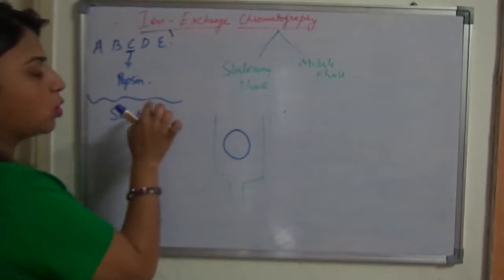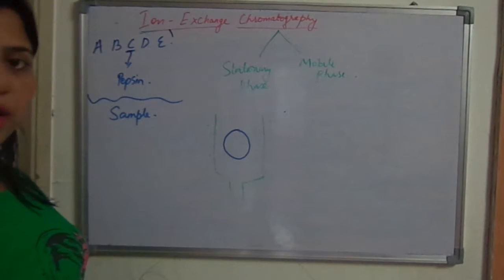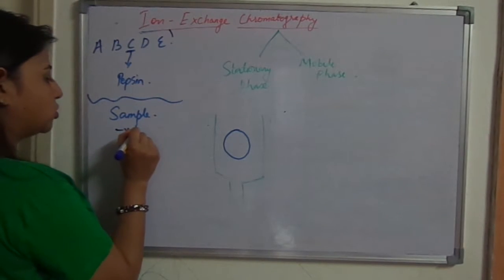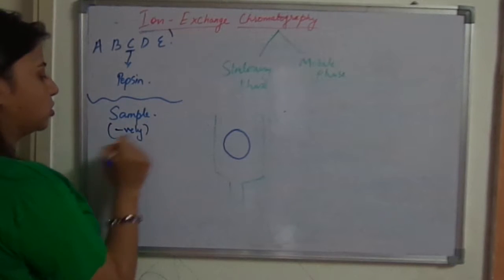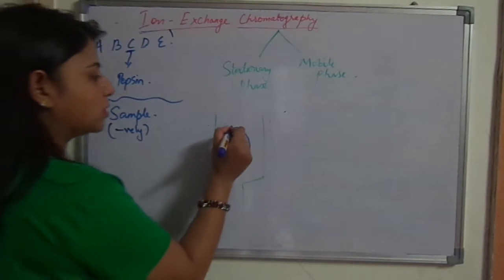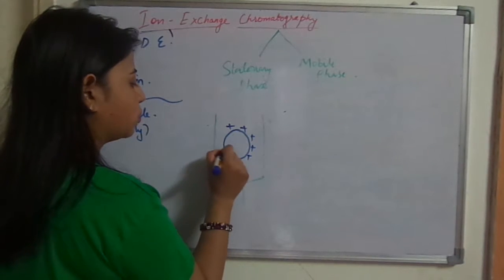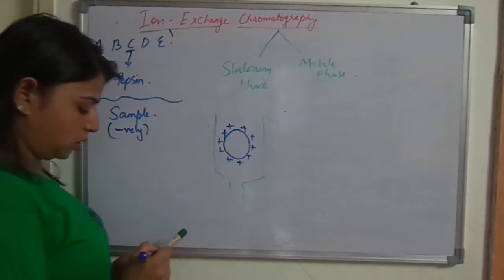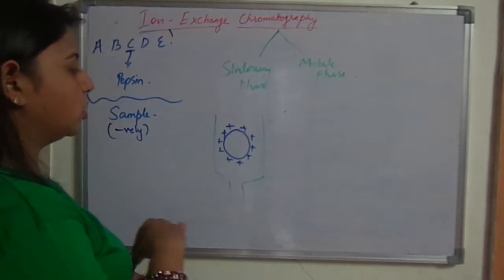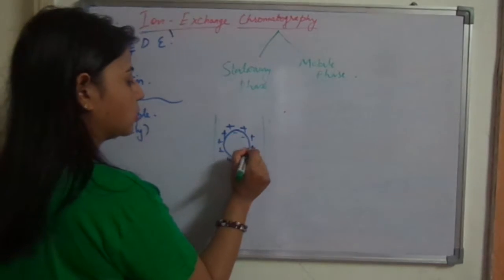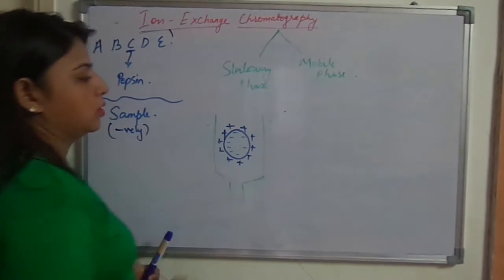Now this stationary phase should always be charged, so that it can bind with the sample which is also charged, right? Sample is negatively charged, right? So obviously this should be positively charged. If it is positively charged, the charge on the inner part should be negative, right?